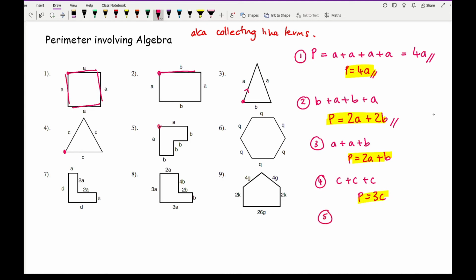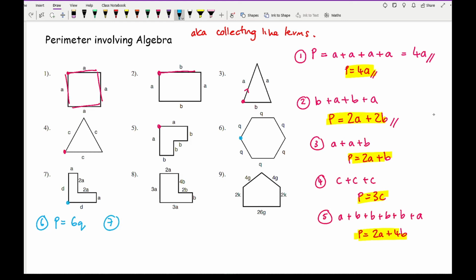Question 5. Again, I'm going to pick my starting point, which I'm going to pick here. So I've got A plus B plus B plus B plus B plus A. And if I collect those like terms, I've got 2A plus 4B. Now, if you were to write 4B plus 2A, that's also going to be fine. It's just we tend to write things in alphabetical order. Now, looking at question 6. Again, picking a starting point. Well, I've got 6 sides because it's a hexagon, so it's going to be P equals 6Q.